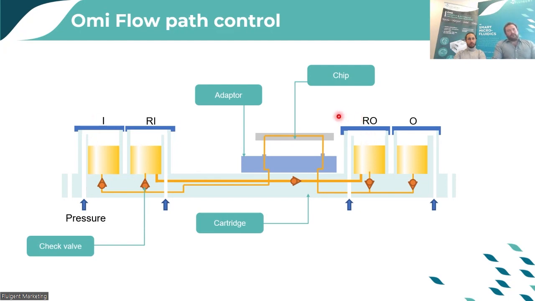There are actually other features in the cartridge. Those are embedded check valves that prevent the flow from getting back into the reservoirs. Depending on the pressure you put on each reservoir, it will allow the liquid, for example, to be injected from RI reservoir to O or RO, depending on the pressure.